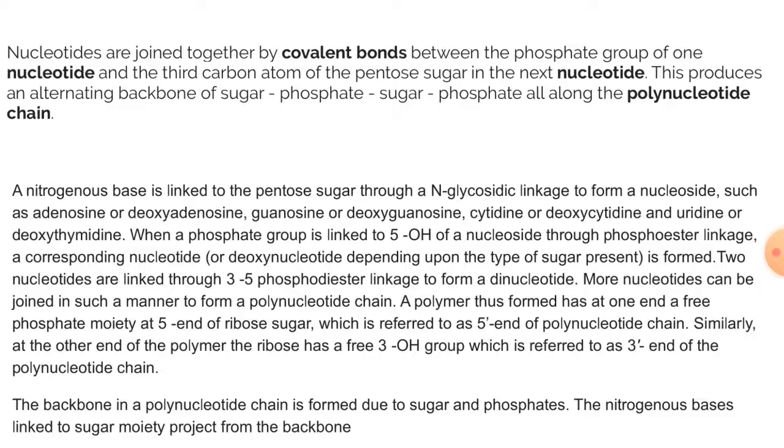So when a phosphate group is linked to the 5-OH of the nucleoside through a phosphoester linkage, a corresponding nucleotide is formed. Two nucleotides are linked through a 3',5' phosphodiester linkage to form a dinucleotide. And when more nucleotides join it, it forms a polynucleotide chain. So the polymer which is formed has one end free, that is the phosphate moiety at the 5' end of the sugar, which is referred to as the 5' end of the polynucleotide chain, and the other end of the polymer has a free 3'-OH group, which is referred to as the 3' end of the polynucleotide chain.